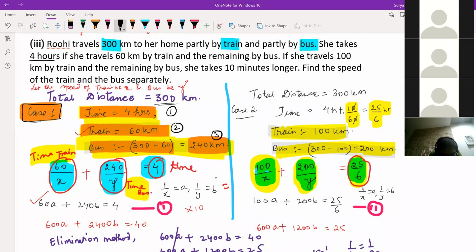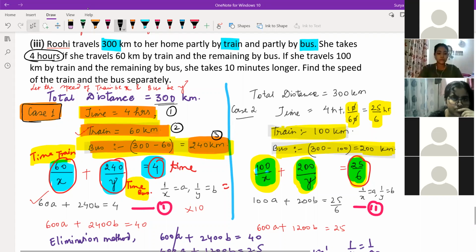Now, in both, in the first part, how many hours is she taking? 4 hours. Now first understand the first line. How did it come? Try to understand. Vivek, you should tell me how it is coming. Think about the first line. How is the first line coming here, 60 by x plus 240 by y is equal to 4? That you should tell me right now, okay?